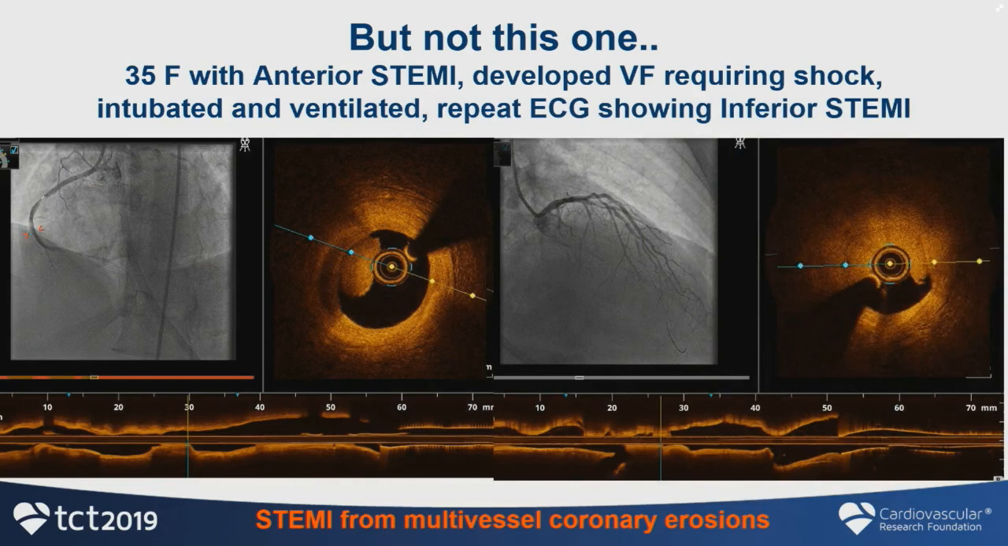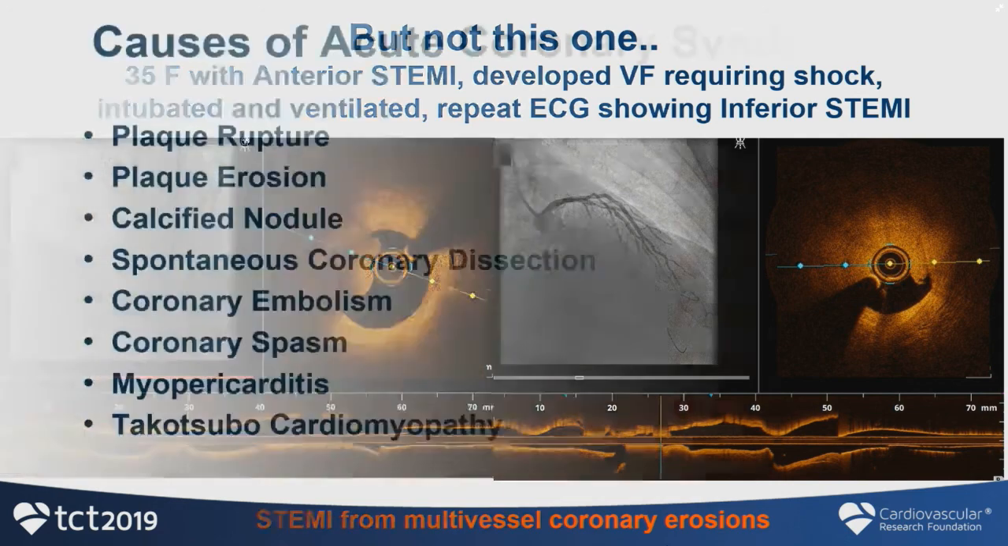But a case like this, of course, you would agree with me, probably isn't a candidate for conservative management of erosion. A very dramatic presentation of a 35-year-old patient with anterior STEMI, cardiogenic shock, ventricular fibrillation, re-elevation of inferior ST leads, and now an angiogram and an OCT that actually shows double vessel erosion with both erosions in the mid-RCA and the proximal LAD. Of course, this patient received stenting.